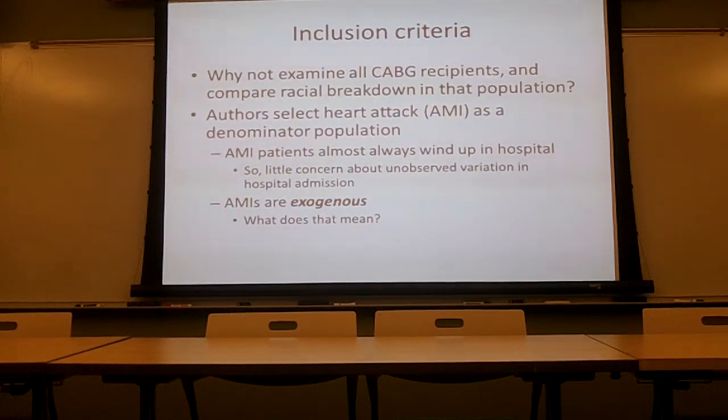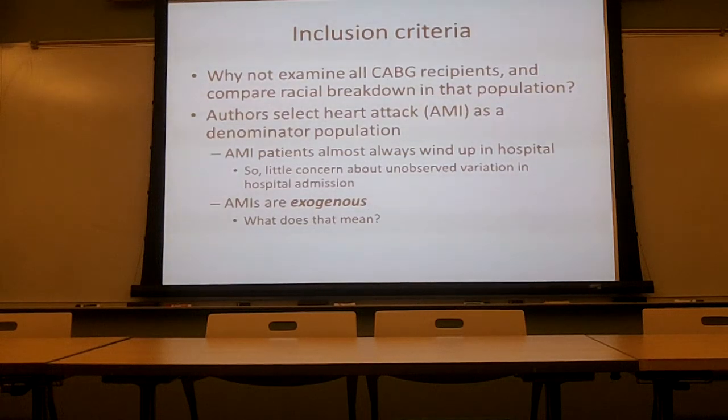So the inclusion criteria: they didn't look at all CABG recipients, although they could have, right? We could say, why not examine all CABG recipients and compare the racial breakdown in that population? Why wouldn't they have done that? I mean, we're looking at disparities in CABG receipt, right? So how would you calculate a rate of CABG receipt among CABG recipients? 100%, right?